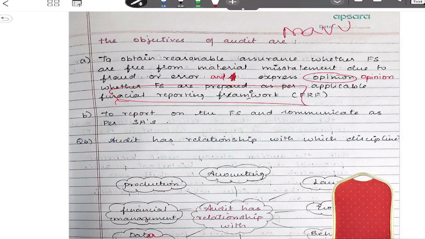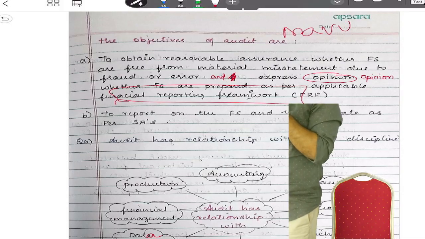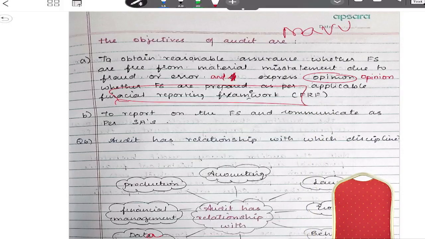Somebody was saying, you said it right. Correct, as per Schedule 3. Understand, whether FS are prepared as per applicable FRF. In India, how do we prepare FS? As per Schedule 3. Where is Schedule 3 written? Companies Act 2013. So we use Schedule 3 and we use accounting standards. So Schedule 3 and accounting standards are called your FRF.